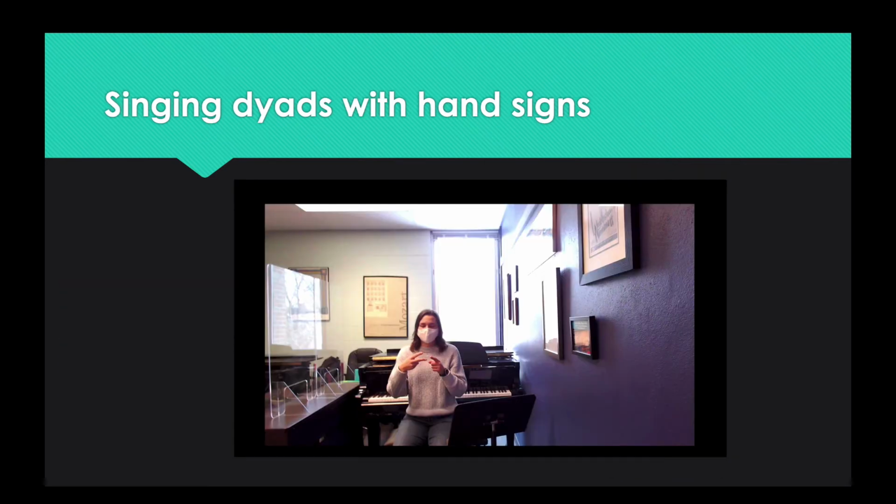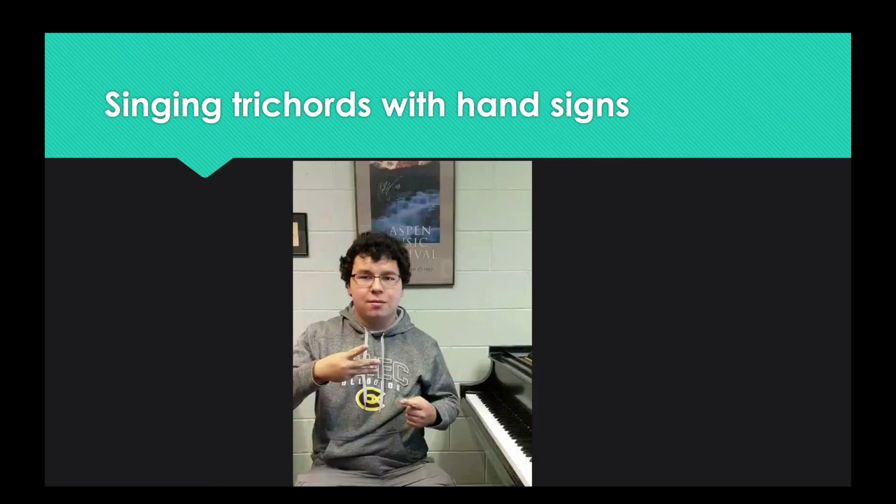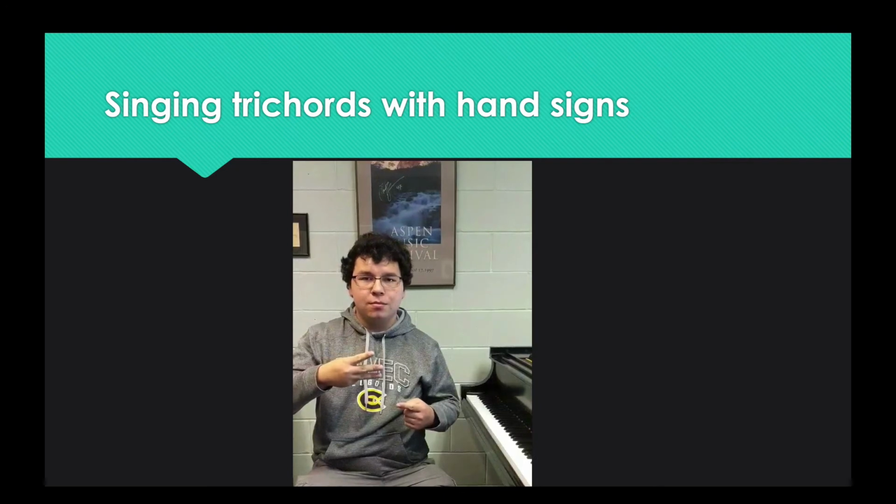Next we have singing dyads with hand signs and singing trichords with hand signs. So when working on whole steps and half steps, which I spend quite a bit of time on with my students, I have my students sing dyads and trichords with corresponding hand signs. Here's what that looks like. 1, 2, 1, 2. Those are the dyads. Here are the trichords.